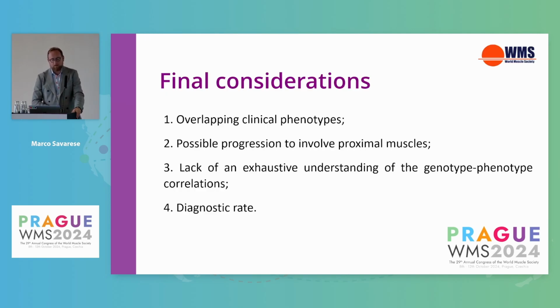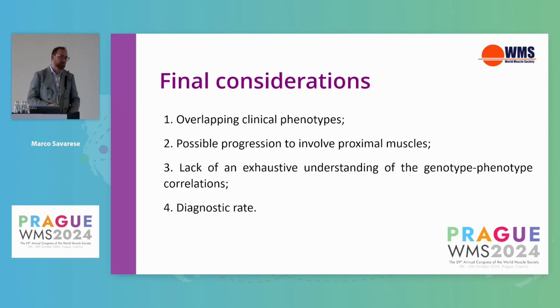So final considerations. It's pretty clear that clinically and genetically there is a complexity because there is a genetic heterogeneity and a clinical overlap. Remember that these patients, we define this distal myopathy at the onset, but all these patients may develop proximal weakness, which makes, above all in the adults, the diagnosis even more difficult. There is a lack of an in-depth genotype-phenotype correlation.